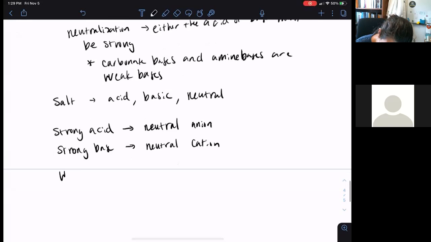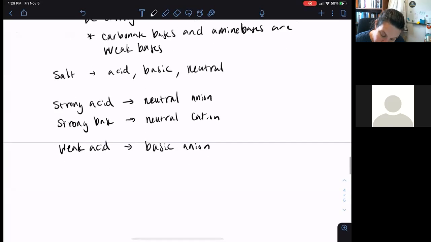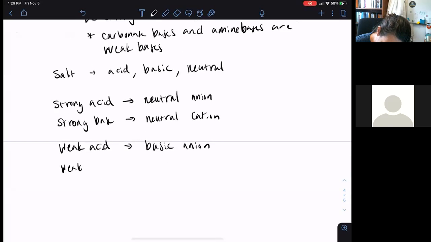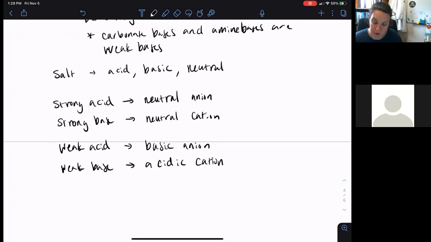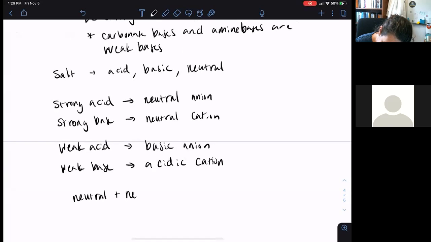If we have a weak acid, its conjugate is a weak base, so it would be a basic anion. And then a weak base has an acidic cation. So neutral plus neutral: this is a neutral salt.